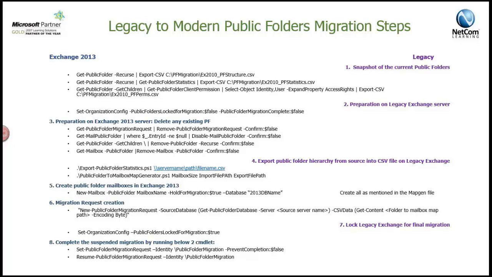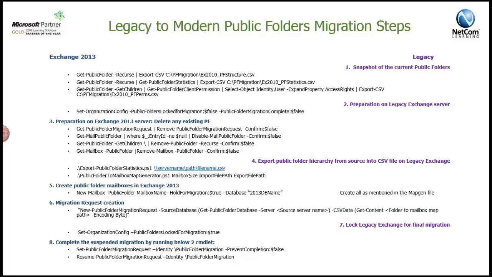Then the import file path. We have to give the file path with the file name which we just exported in the previous command of export public folder statistics. All right. Then the export file path. This will be the new path where you want to export the file. So we can give a new path here, and it will generate a file with a file name. All right. This is the fourth step.